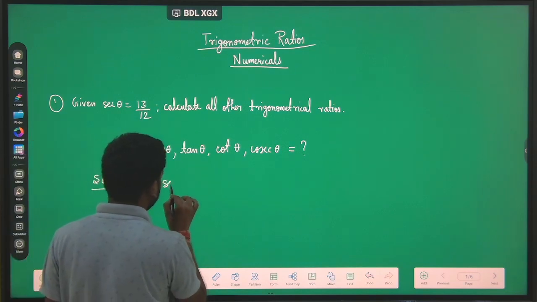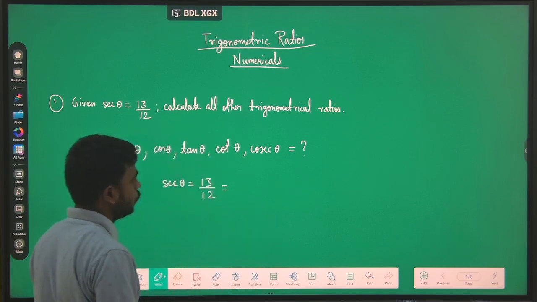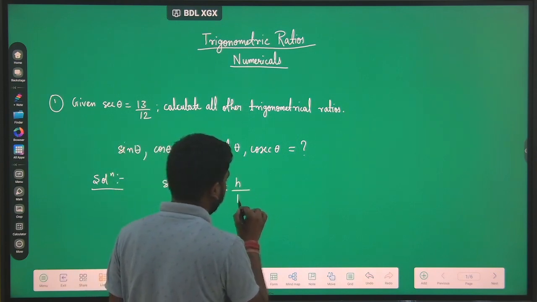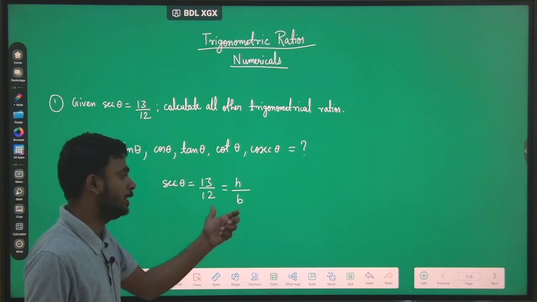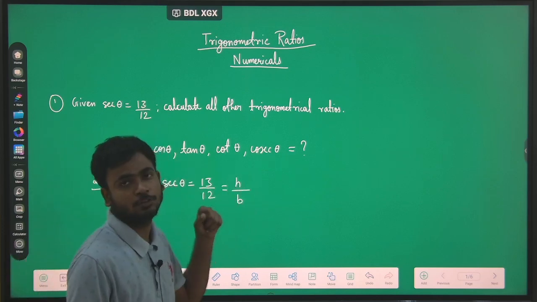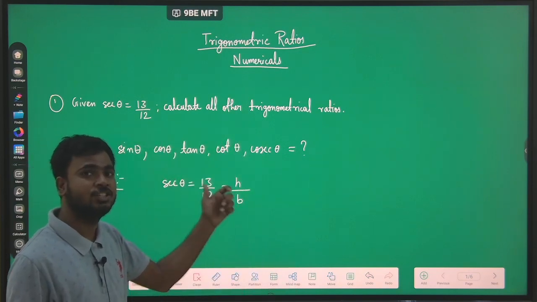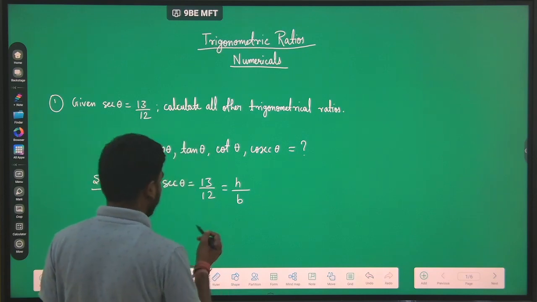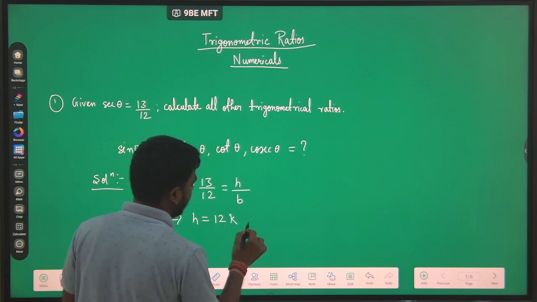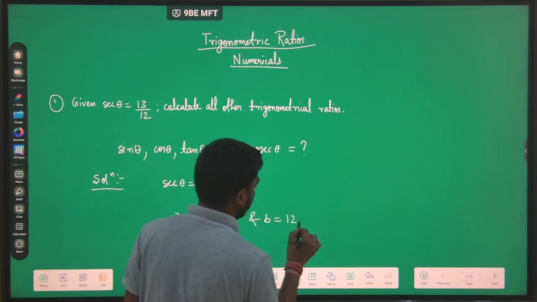For sec theta, we know that sec theta is equal to hypotenuse upon base, because cos theta is equal to base upon hypotenuse. So sec theta is actually the opposite of it. Since it is a ratio, on converting ratio to a number, we will multiply it with some factor. This implies that h will be equal to 13k and b will be equal to 12k.